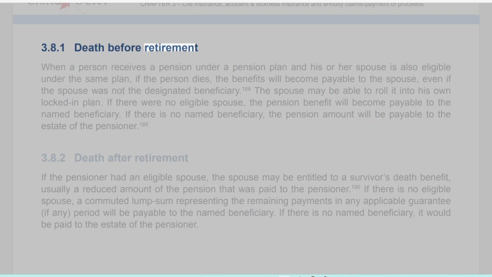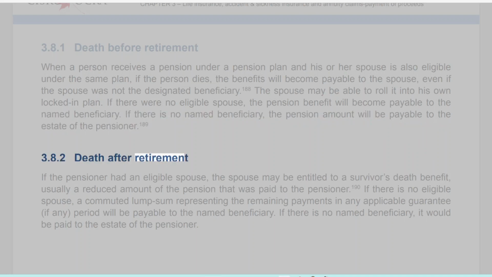3.8.1 Death before retirement. When a person receives a pension under a pension plan and his or her spouse is also eligible under the same plan, if the person dies, the benefits will become payable to the spouse, even if the spouse was not the designated beneficiary. The spouse may be able to roll it into his own locked-in plan. If there were no eligible spouse, the pension benefit will become payable to the named beneficiary. If there is no named beneficiary, the pension amount will be payable to the estate of the pensioner.